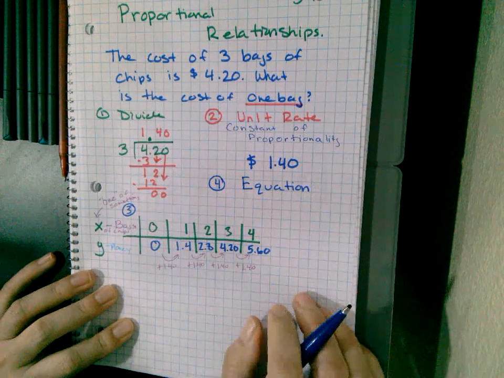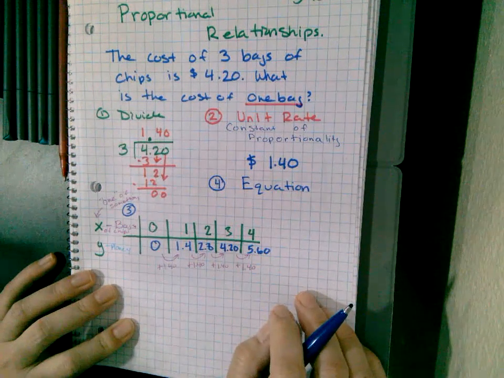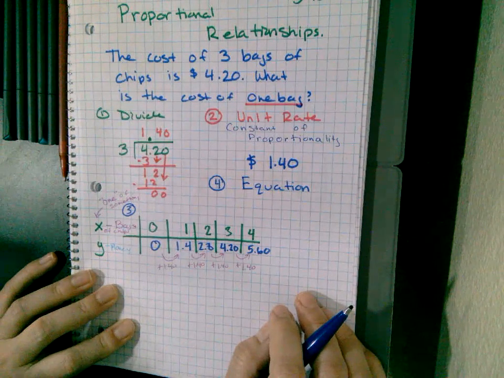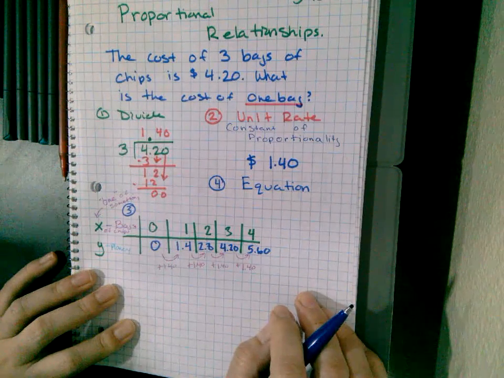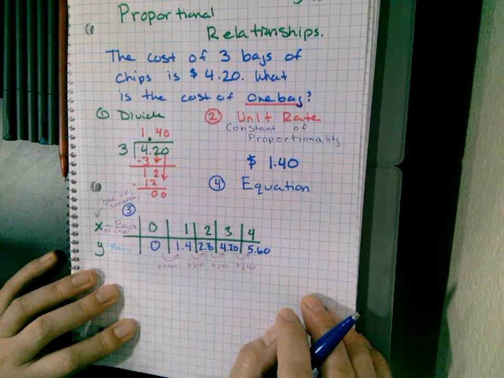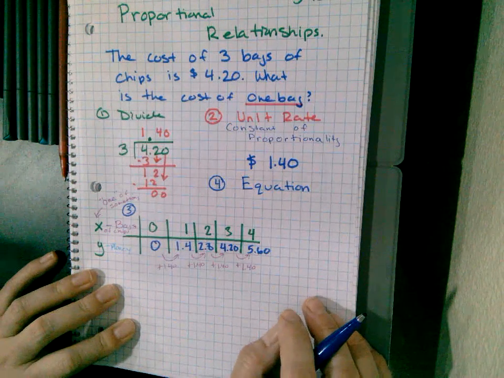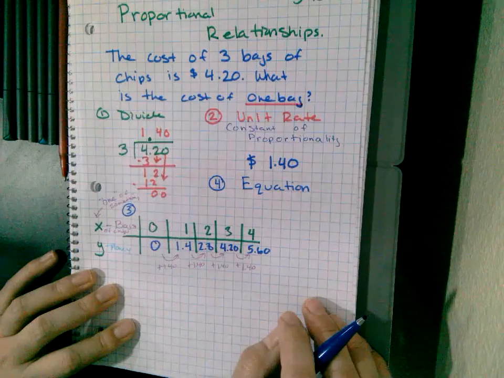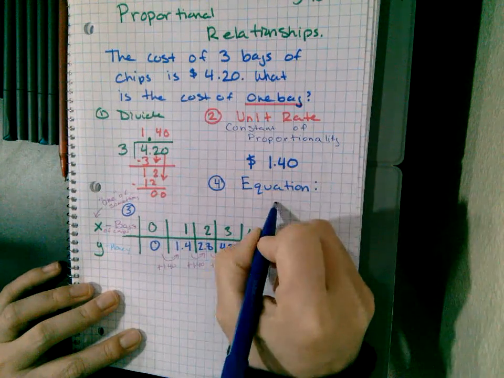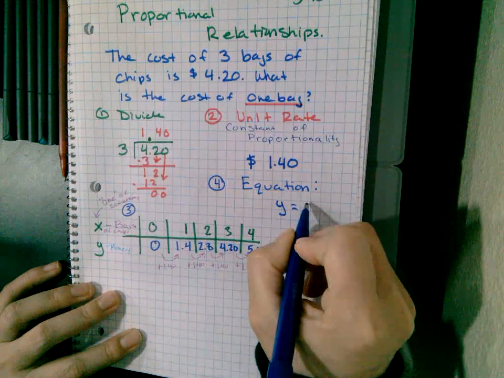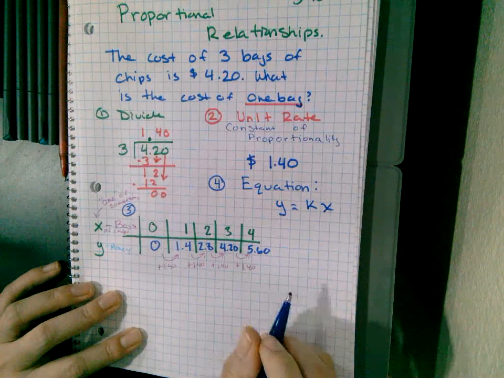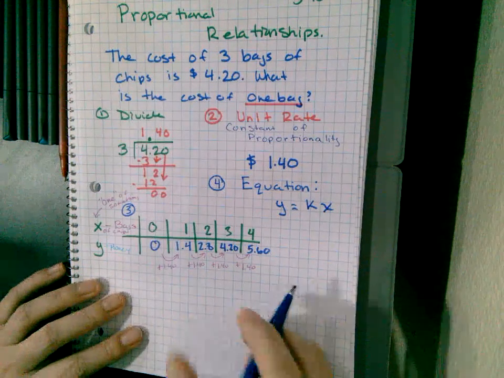All proportional relationships have an equation. If you take a test on this, the first or second thing they'll ask is, what's the equation? Represent the following as an equation. And you're like, okay. It's really, really easy, actually. The equation is always y equals kx.